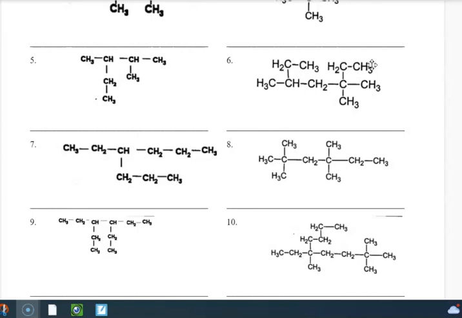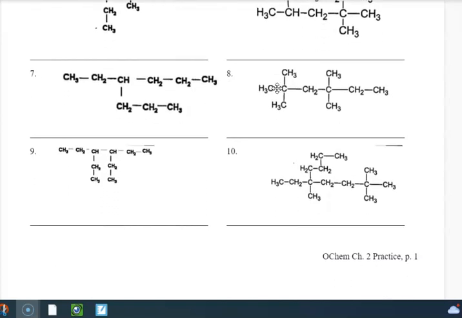I kind of went the other way around. So if you were to do it correctly, you'd number it, watch where my mouse is, 1, 2, 3. That's really important. 4, 5, 6, 7. Because where are my branches? They're on 3, 3, and 5. If you went from top to this way, it'd be 3, 5, 5. So you need to have 3,3,5-trimethylheptane, I believe.